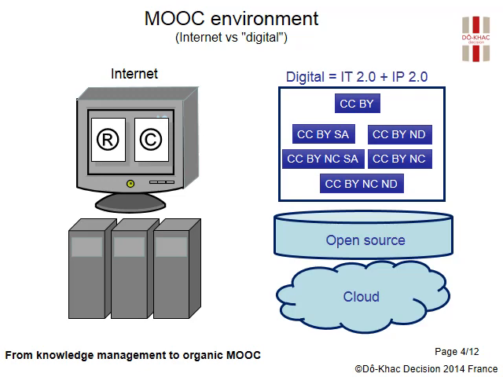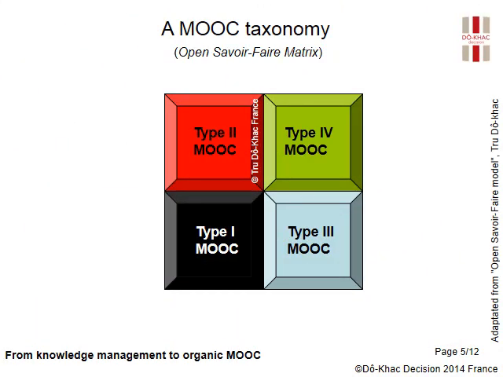Now, for the second O, open. MOOC can be classified according to their openness. Following a business practice, I have designed a 2x2 matrix to differentiate 4 types of MOOC, which are named Type 1 MOOC, Type 2 MOOC, Type 3 MOOC, and Type 4 MOOC. The first dimension deals with how much reuse the creator allows. There are 2 classes, labeled as Copyright and Creative Commons.